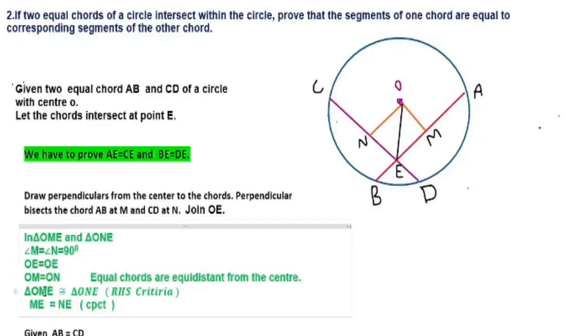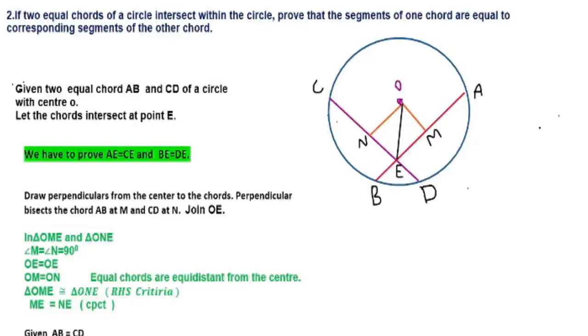So in these two triangles, by using the RHS criterion, triangle OME is congruent to triangle ONE, and ME equal to NE by CPCT. We use the RHS condition here because OE is the hypotenuse, common to both triangles, and ON equal to OM. So first we have proved here ME equal to NE.